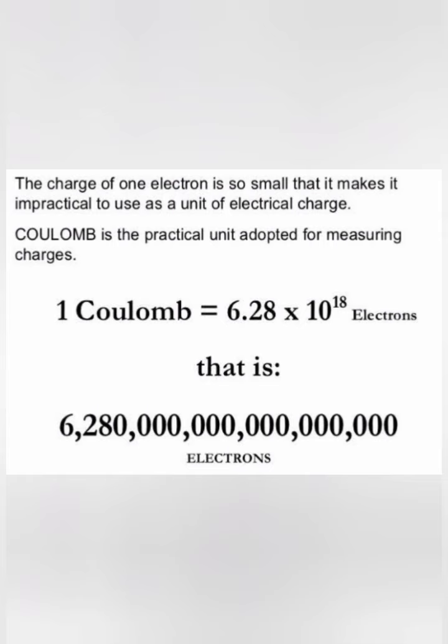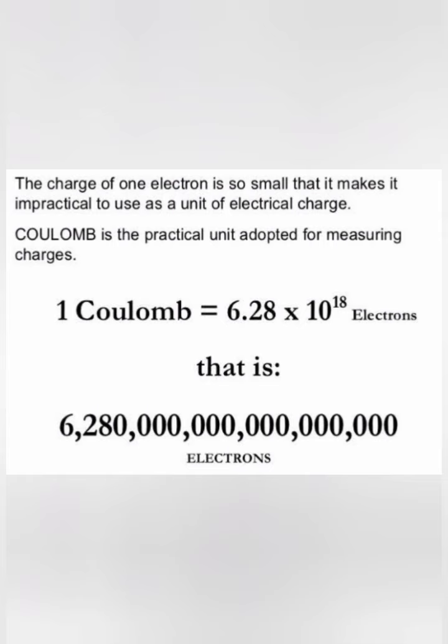From that only, now we will see about the charge. One coulomb of charge is equal to the charge on 6.28 into 10 to the power of 18 electrons.